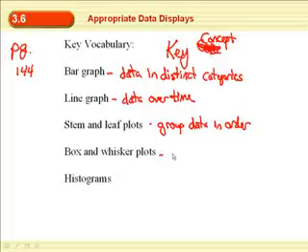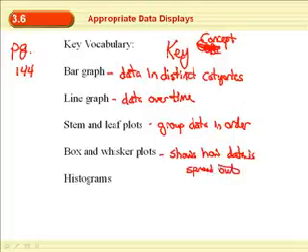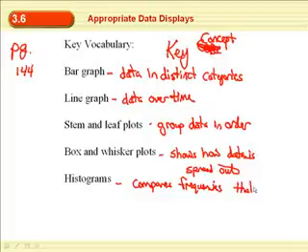Box and whisker plot shows how data is spread out. Okay, and a histogram compares frequencies that fall in equal intervals. And that's what we just did in the last lesson.